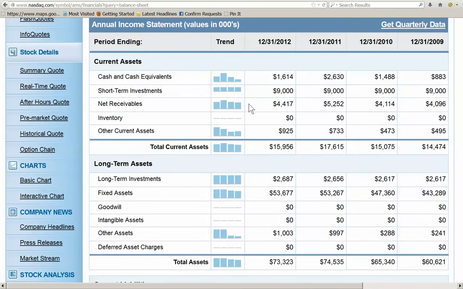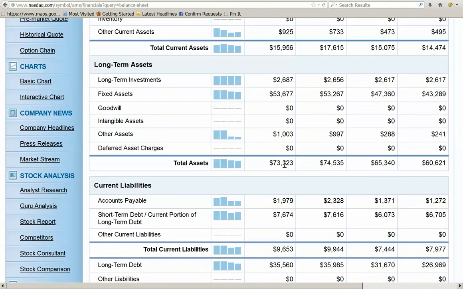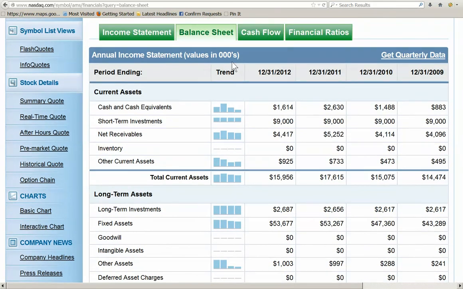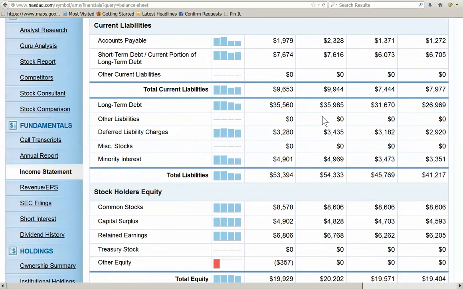And here we have the latest period, and we might as well go with the latest period. And we have total assets, this is in millions, you can see here values in millions, 73.323, that's our total assets. Remember I was saying that we wanted to look at total assets less total liabilities. 73.323 million, and then total liabilities 53.394, and if you calculate that, you'll find that is 19.929 million.